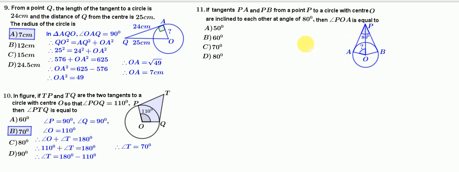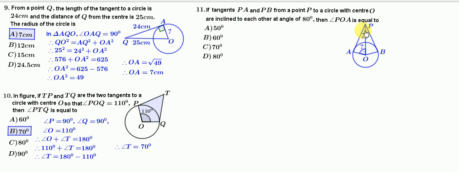You can answer this question just by mental calculation. Observe here, angle A equal to 90 degrees, also angle B equal to 90 degrees. So sum of angle P and angle O is equal to 180 degrees. Here measure of angle P equal to 80 degrees, then angle AOB should be equal to 100 degrees.